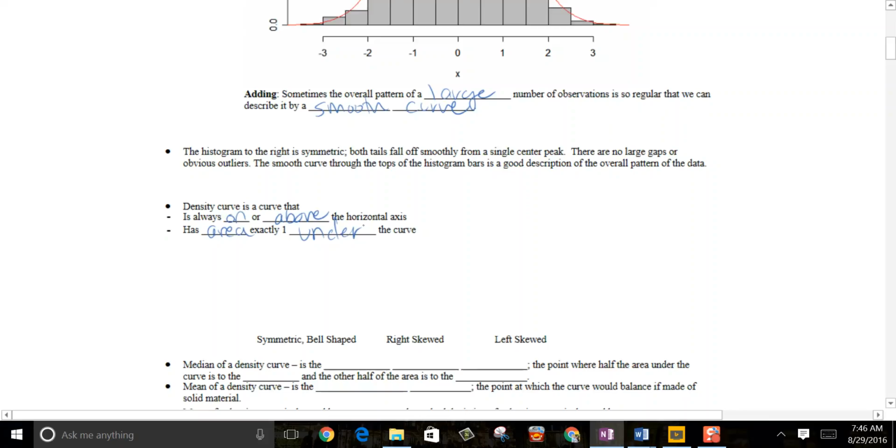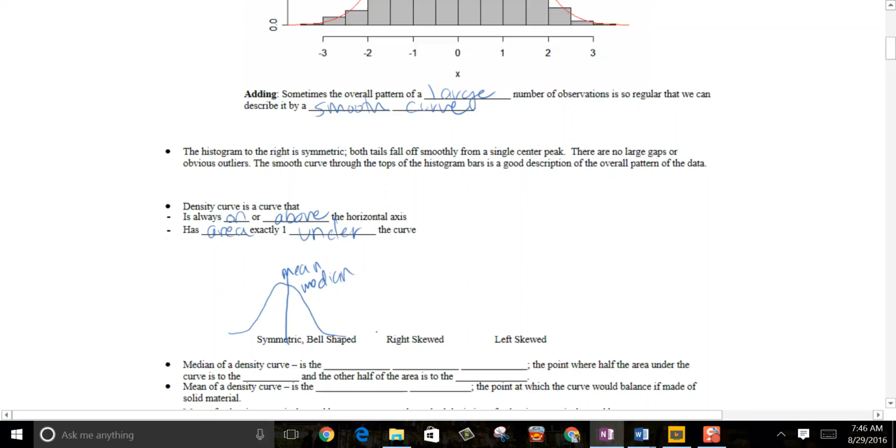Okay, so symmetric and bell-shaped we've talked about. Oh, my graph looks horrible. Okay, let's erase that. Drawing with this little stylus is a little bit difficult. So symmetric and bell-shaped sort of is like that. The mean and the median are very close together and in the center.